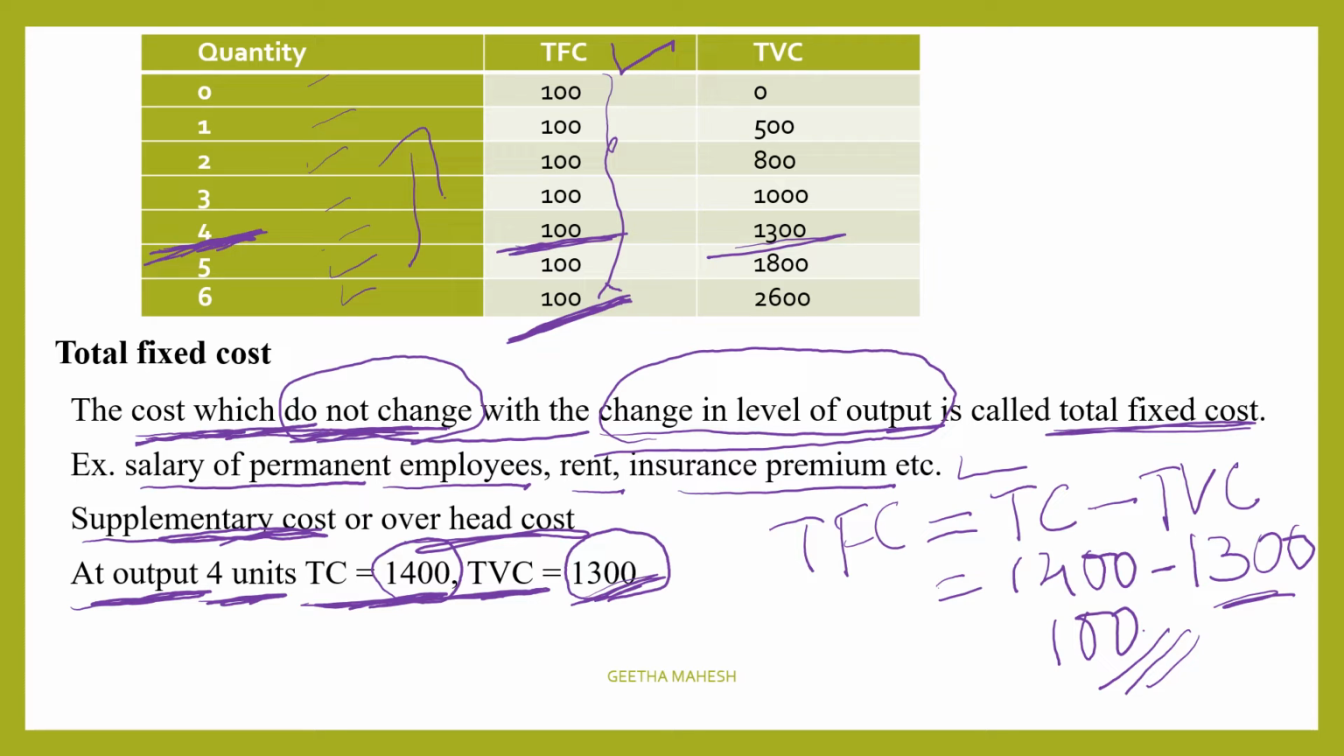And I told you it does not change with a change in the level of output. Whatever may be the level of output, total fixed cost remains constant. Here you can see the formula: total fixed cost is equal to total cost minus total variable cost, and total cost is 1400 and total variable cost is 1300. Then total fixed cost will be 100.